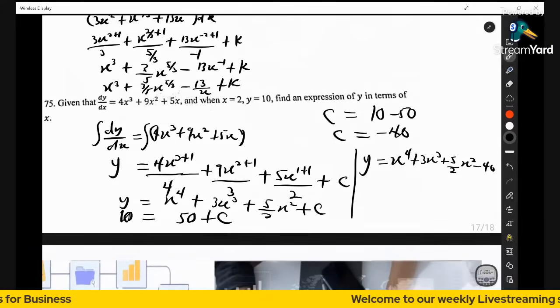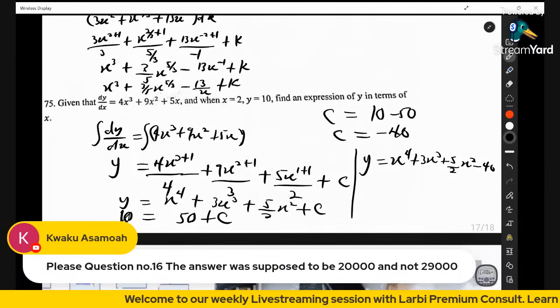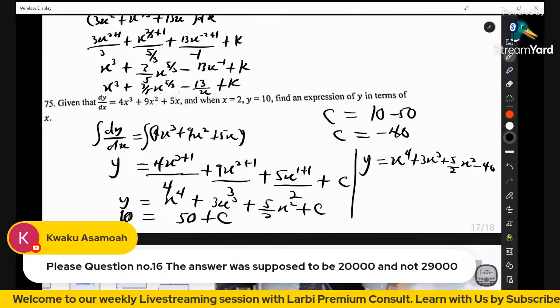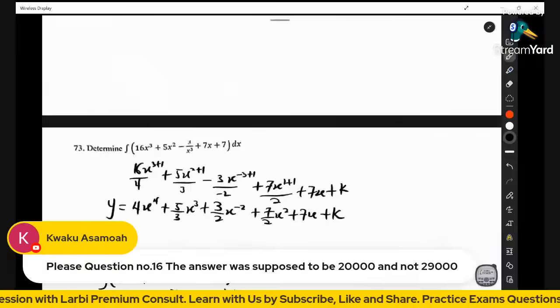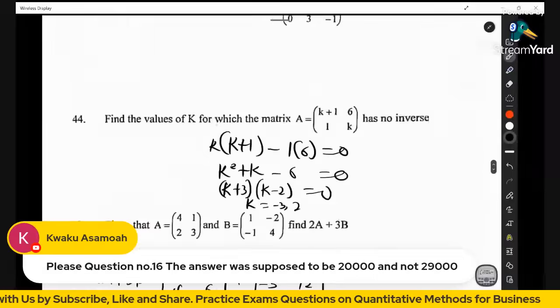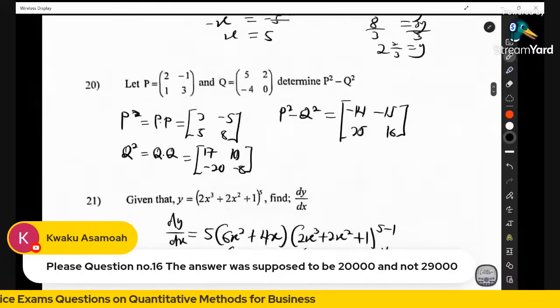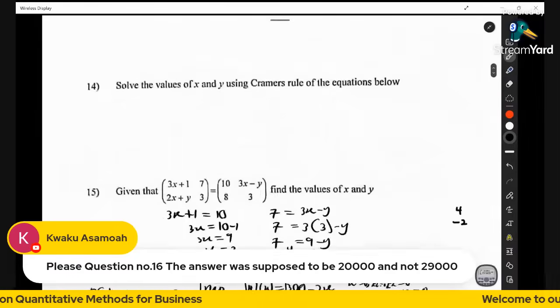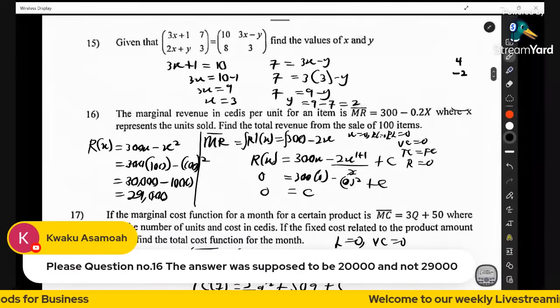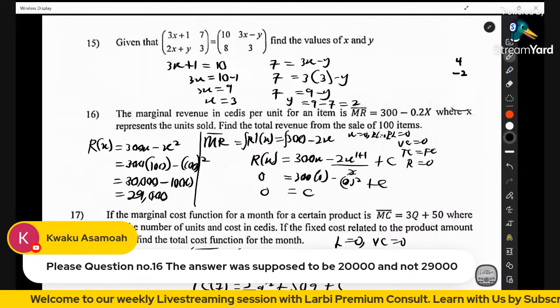Let me see some questions. If you have any questions, you can drop them in the comment section so that we'll see. Kwakwa is saying that for question number 16, the answer was supposed to be 20,000. Okay, let's go back to question number 16. It's supposed to be 20,000. How is that possible?